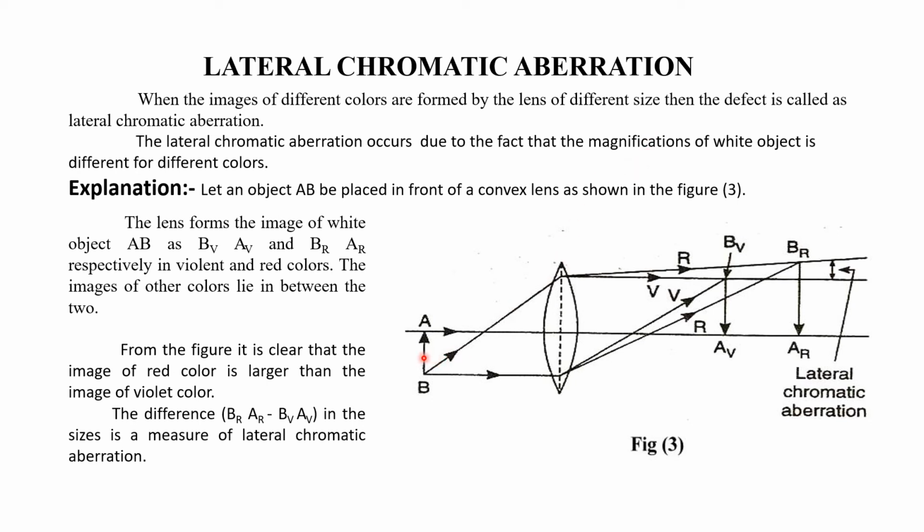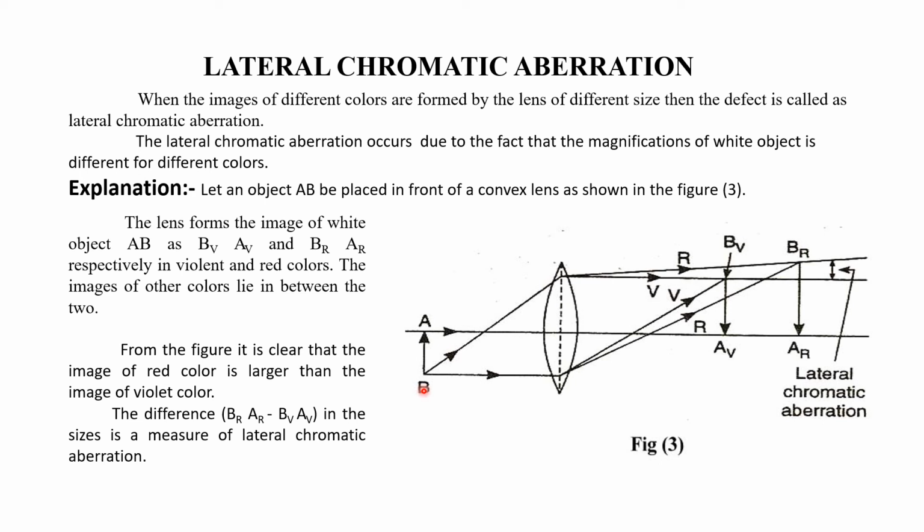If the image size is greater than the object, then the image is said to be magnified, and if the image size is less than the object size, then it is said to be diminished. So here we are considering only magnified images. So in case of a white object, the magnifications are different for different colors.